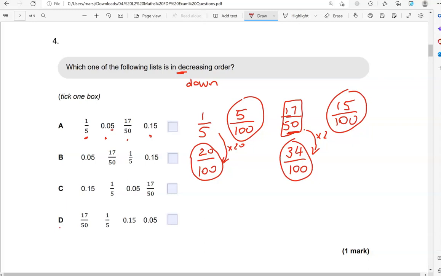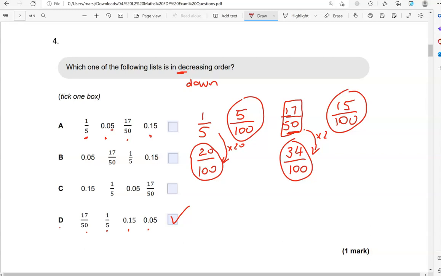Let's have a look. What's the next one? That is 20 hundredths. So the fraction 1/5. Yes, that is here as well. And the third should be 15 out of 100, which is the decimal 0.15. And then finally we have 5 out of 100, which is decimal 0.05. So that matches what we have. So ticking this would be more than enough.